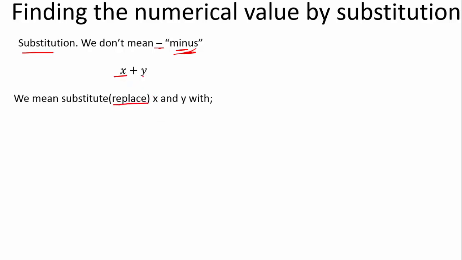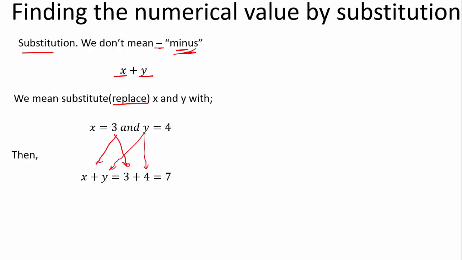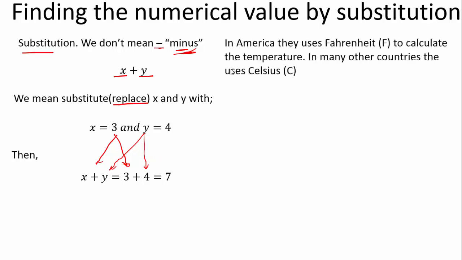So we have an x and a y, and we mean replace or substitute x and y with x equals 3 and y equals 4. Right, so we say substitute x and y with x equals 3 and y equals 4. Then we would say x plus y is the same as x, which is equal to the 3, plus y, which is equal to the 4, and that is equal to 3 plus 4, which is 7.